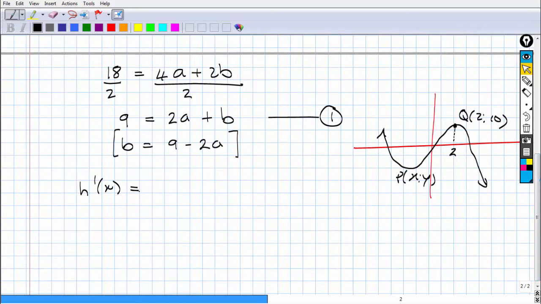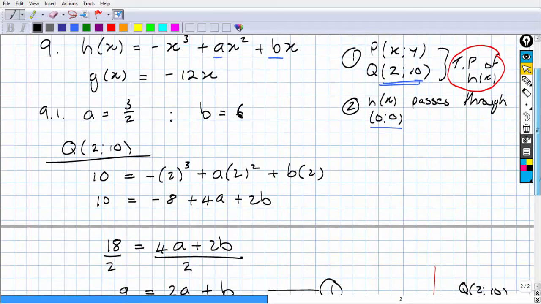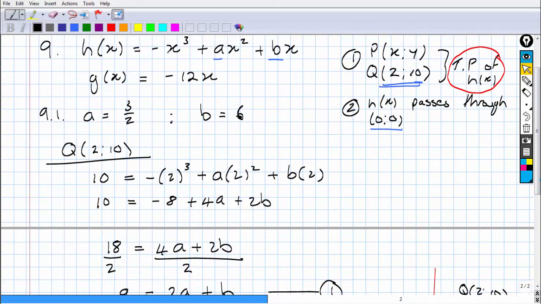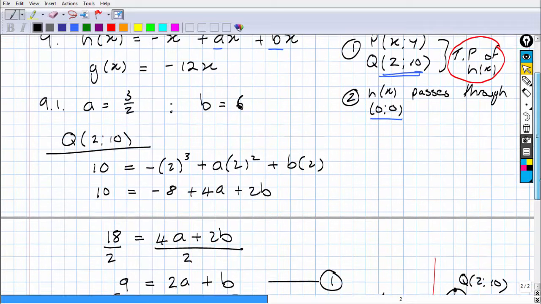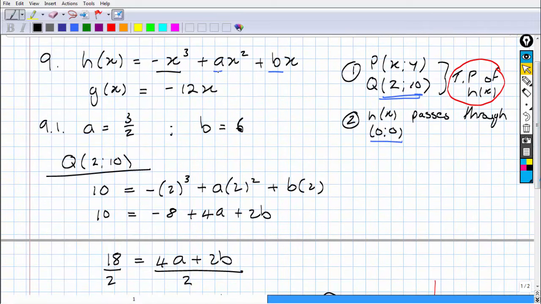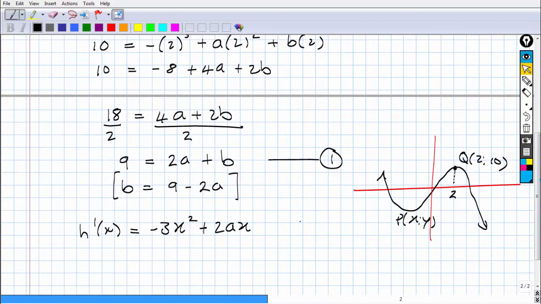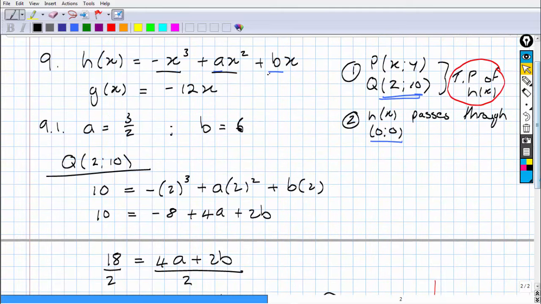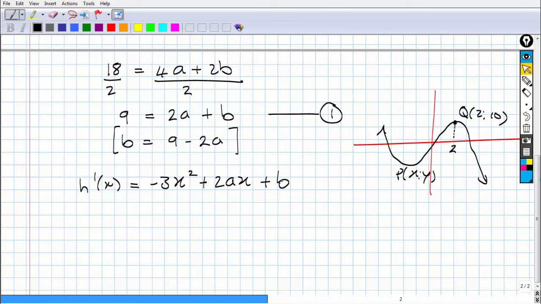So take the derivative of this, which is negative 3x squared, plus 2ax, plus b. Right, so we take the derivative, and that's what we get.